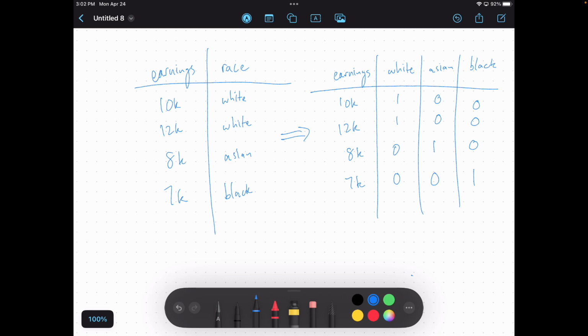And if it was age, would you make it a factor? No, because age is just a continuous variable. As long as it's numeric, then you can do the regression tool.